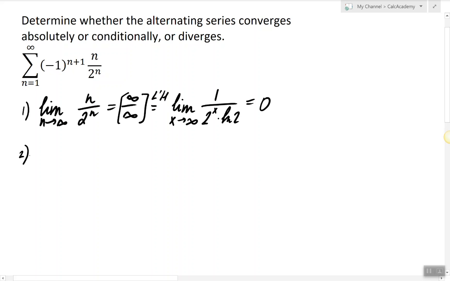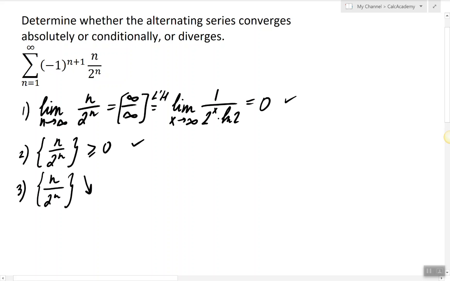Now, in order for us to use the alternating series test, we have to make sure that this sequence is positive, which it is, and the last condition, we have to make sure that this sequence is decreasing. So to make sure that this sequence is decreasing, we're going to establish the following inequality. That is, I have to show that n plus 1 over 2 to the power n plus 1 is less than n over 2 to the n.